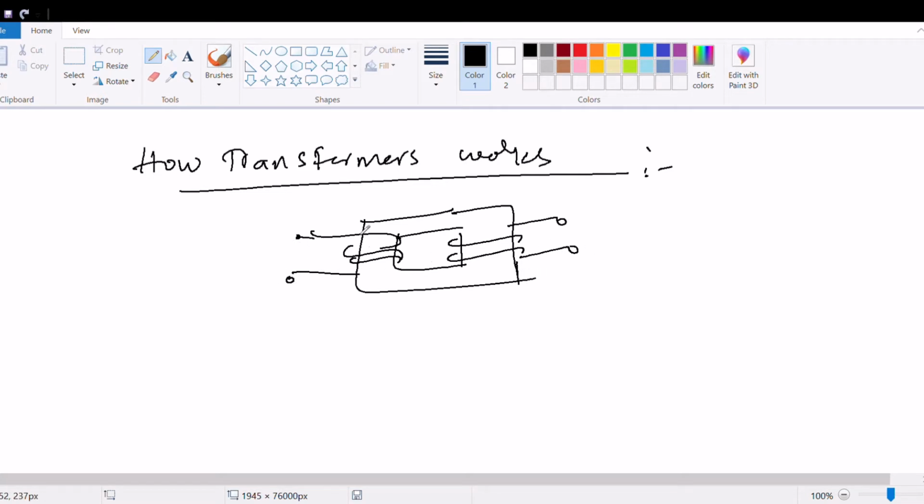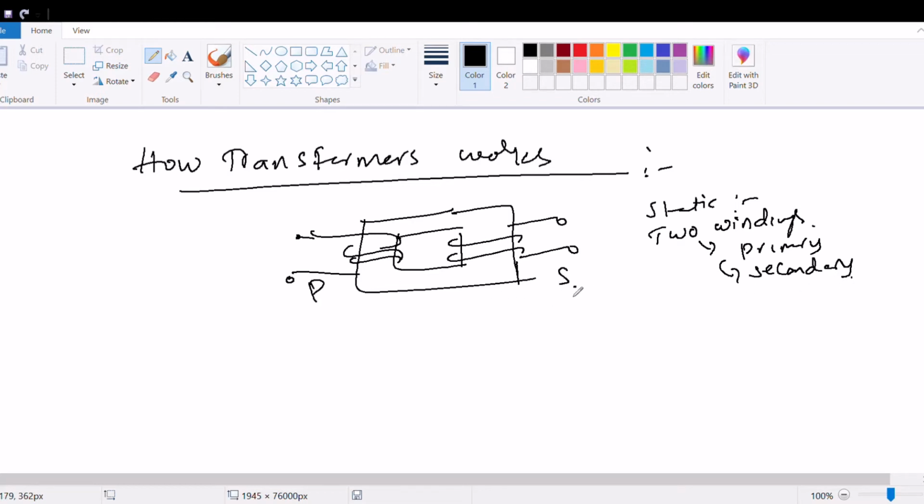As far as we know, a transformer is a static device. That means it does not rotate, unlike other electrical machines. It has two windings, which we call primary and secondary. This is called primary, this is called secondary.